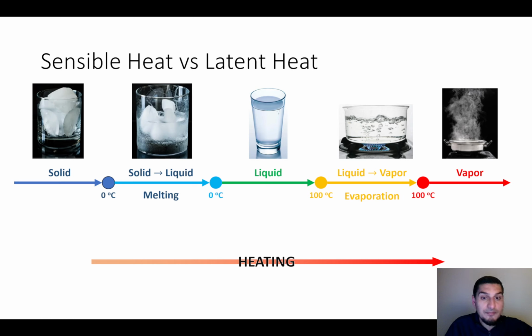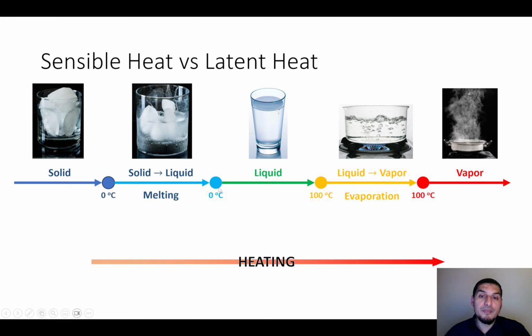heating the steam. We would notice that there are two steps where the heat doesn't result in a change in temperature. In this case, the heat leads to phase change without changing the temperature. Here we have the heat leading to phase change without changing the temperature. It starts as liquid at 100 degrees Celsius and ends as vapor at 100 degrees Celsius. Here it starts as solid at 0 Celsius and ends as liquid at 0 degrees Celsius.